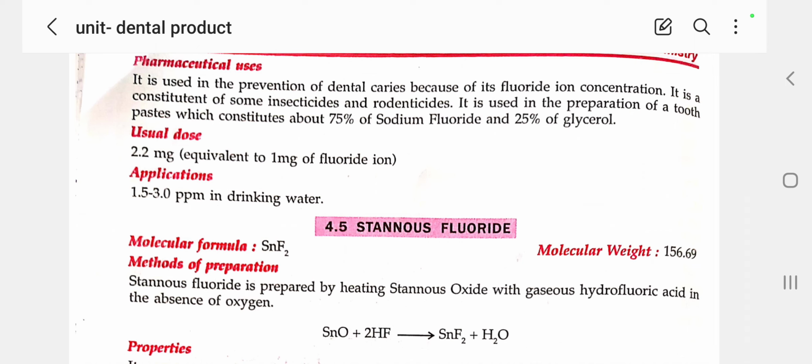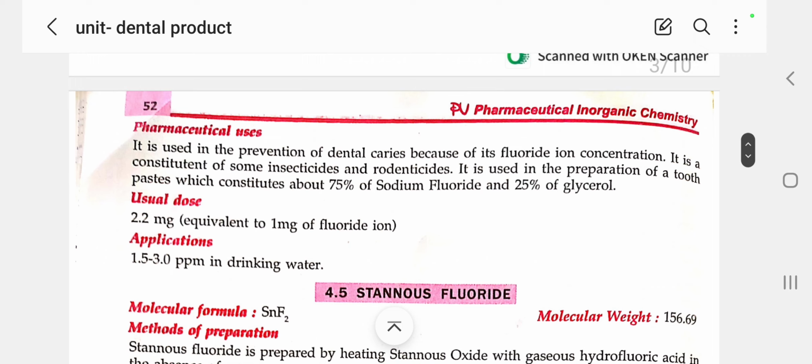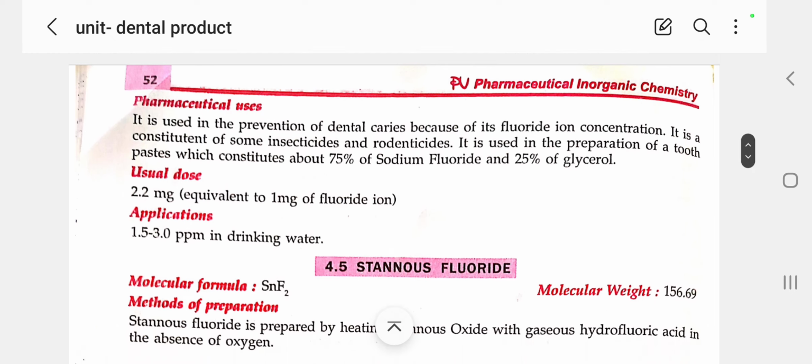So in the role of fluoride, administration is either orally or topically, as we already discussed. Topically means applying it on the surface of the teeth, or internally it may be taken by mouth. Orally also it helps prevent caries, or tooth decay.